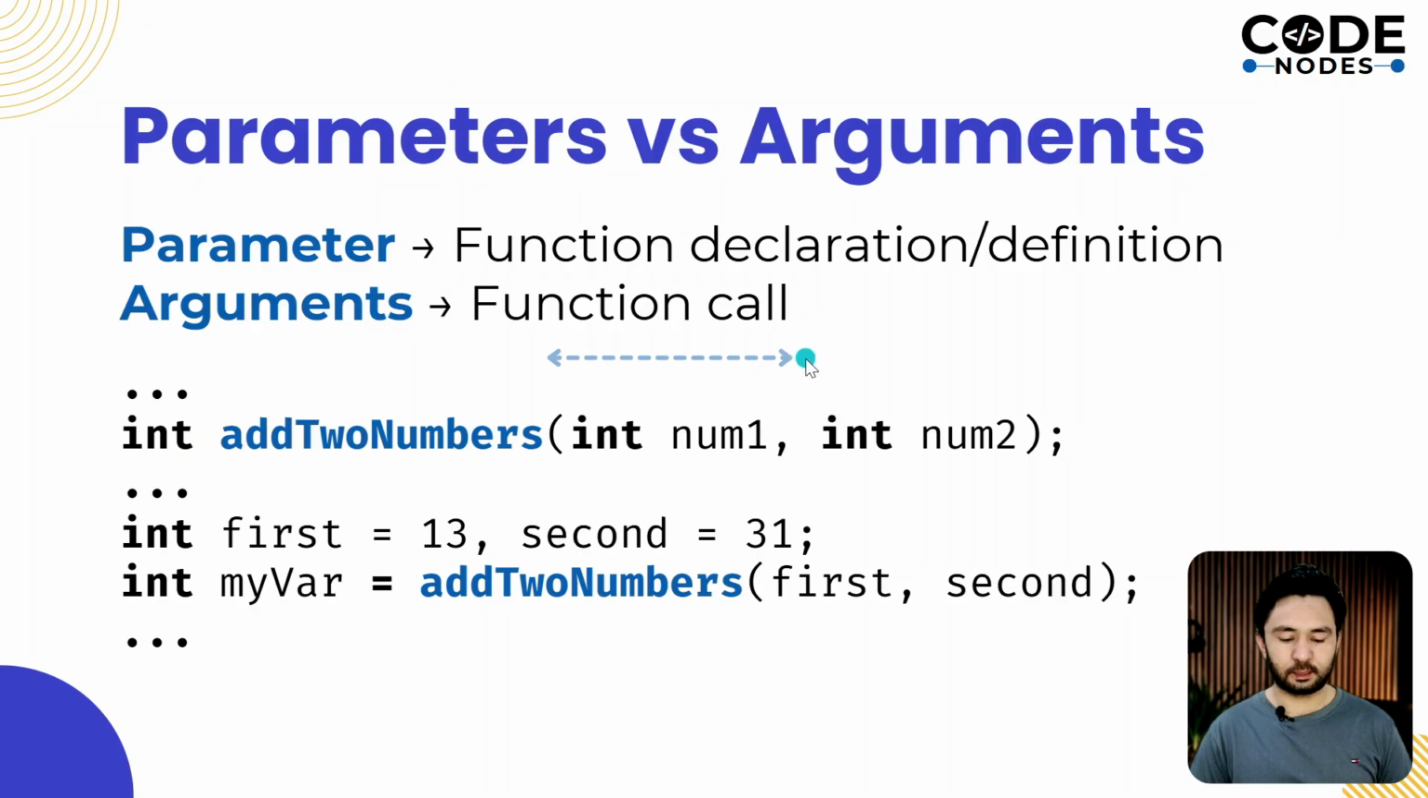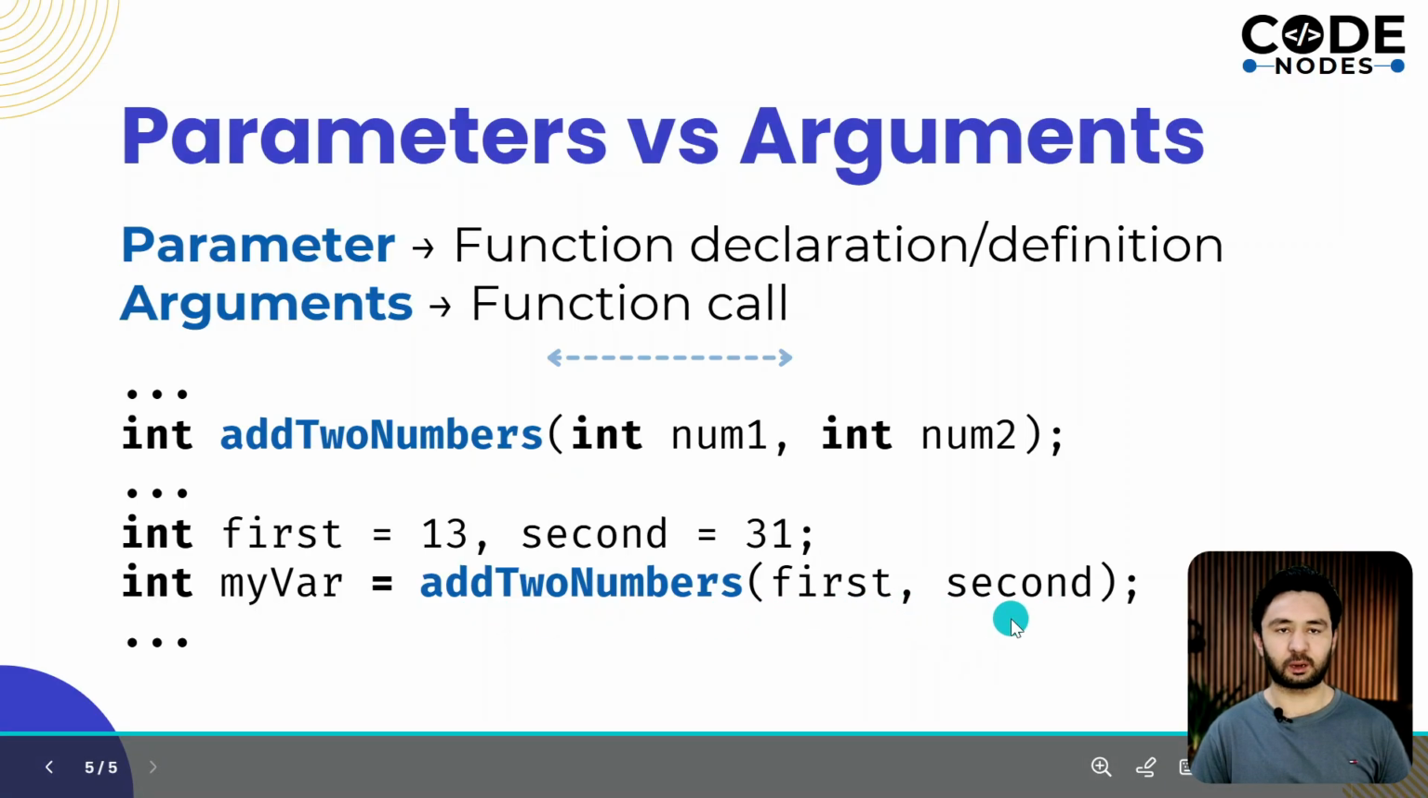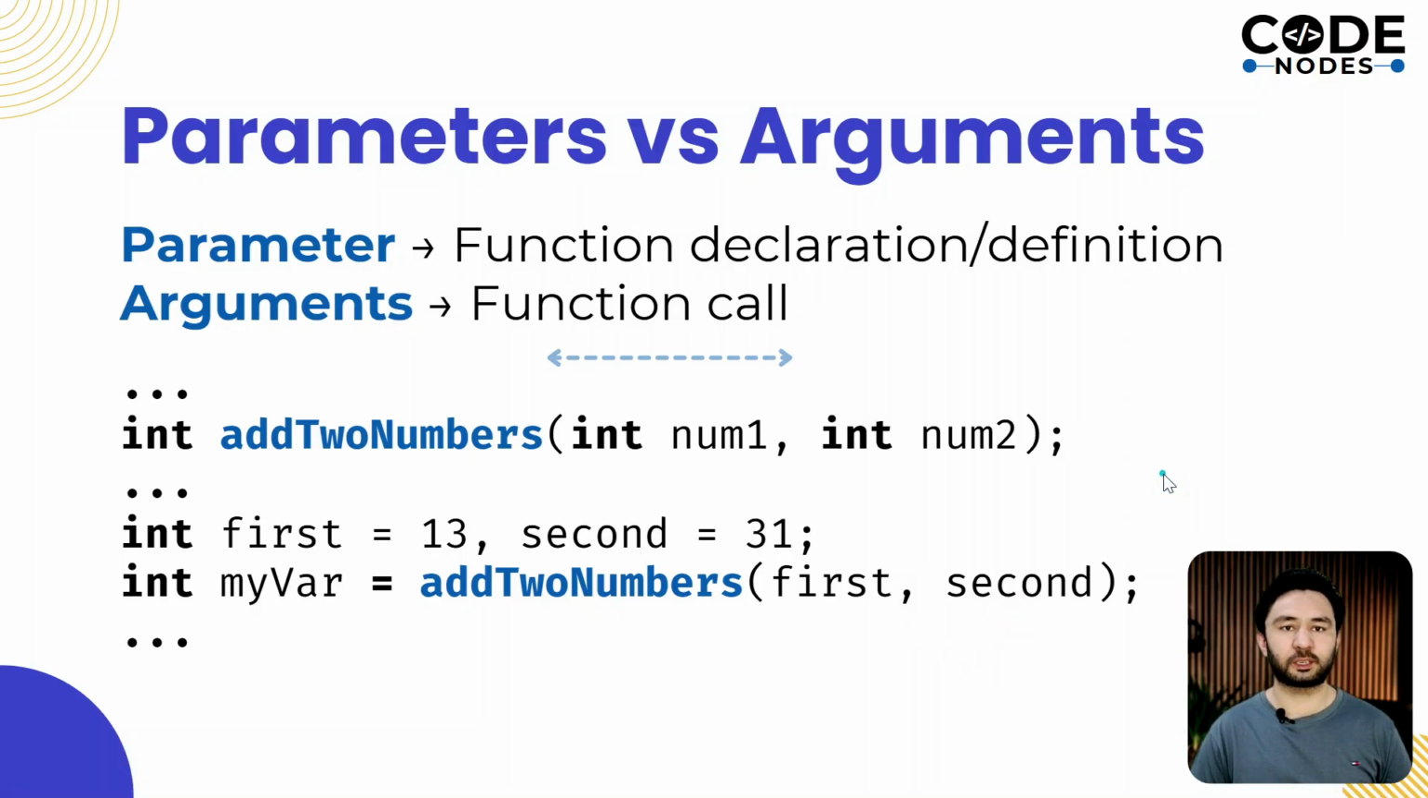Now there is one thing that is very confusing, that is parameters versus arguments. Parameters are what we use during the function declaration and definition. For example, here you can see that during the declaration of the function we have used int num1 and num2. These are called parameters. While arguments are the values we pass when we call the function. For example, here we are calling that function and passing two values to it, so these are called arguments. Now let's move to the code editor and write some programs to understand functions better.